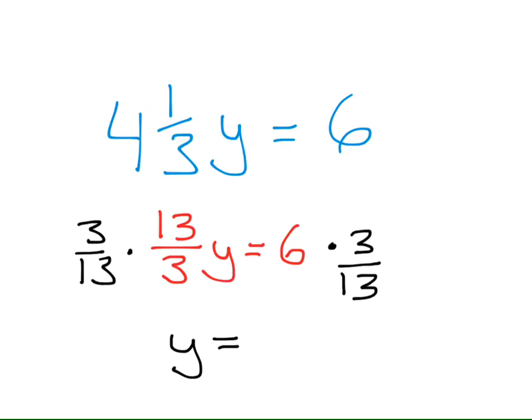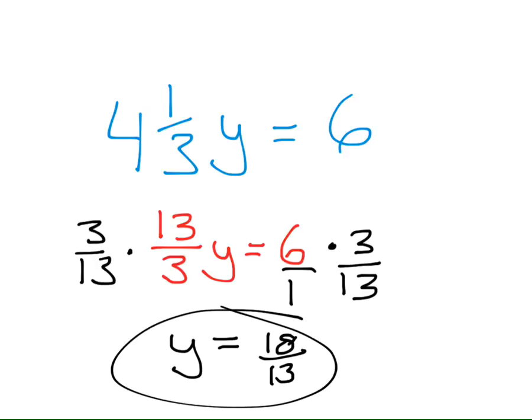So 6 isn't a fraction yet, but I can just put it over 1. That way it makes it easy to multiply. 6 times 3 is 18. 1 times 13 is 13. I could simplify that to 1 5/13 if I want, but I'm fine leaving it improper as long as it can't be reduced. Okay? And that would be my final answer.